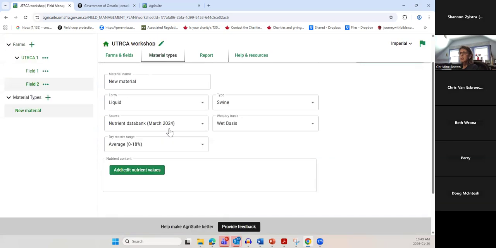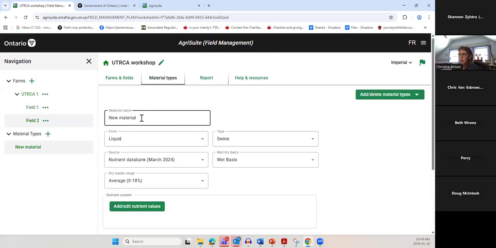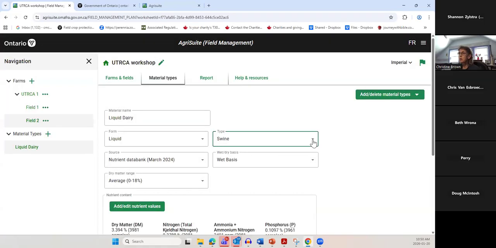And so this is basically the manure calculator. I'm going to use two materials. I'm going to add a liquid and I'm going to add a solid. So, liquid dairy, and so I go to here to swine, and I've got a whole list of different manure types that we have.